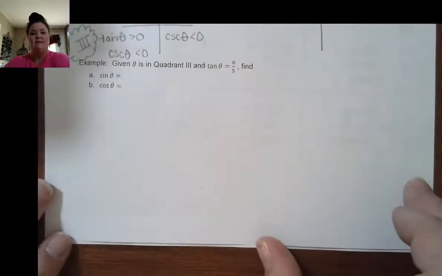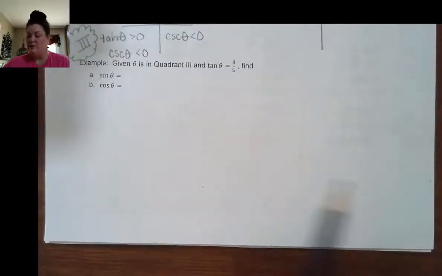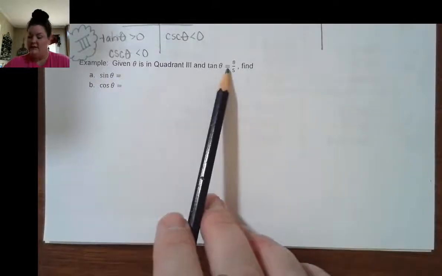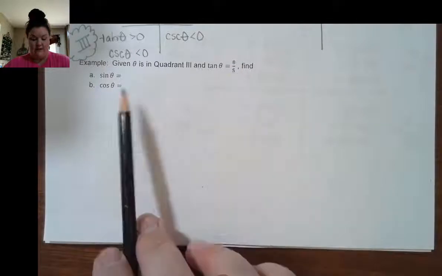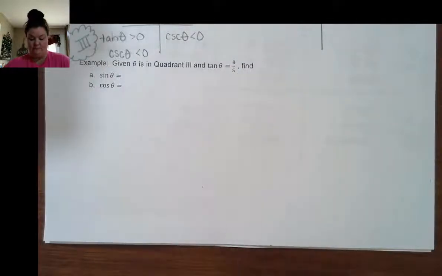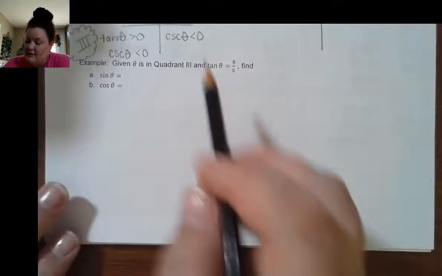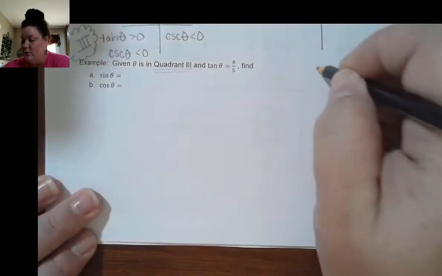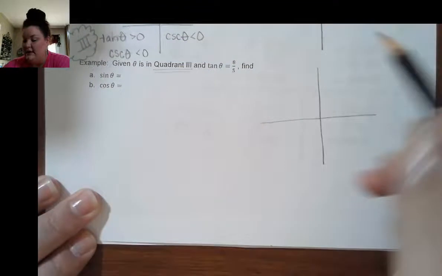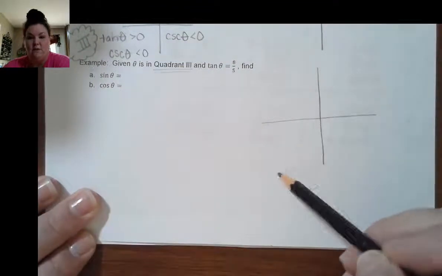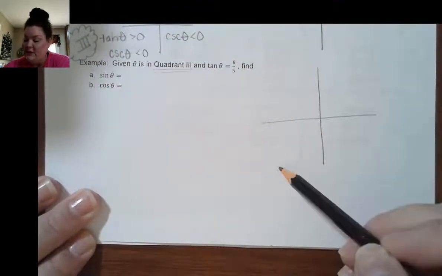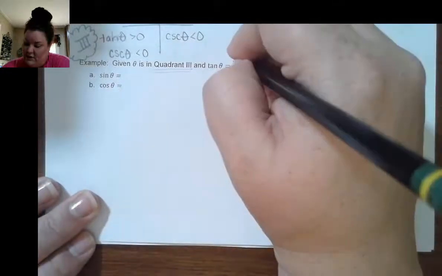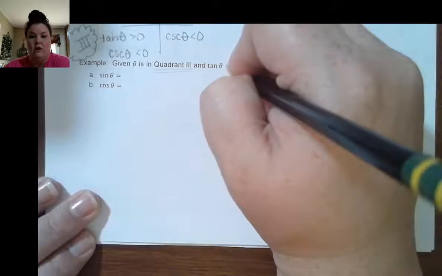Okay, this says, given theta is in quadrant 3, okay, and tangent is 8/5, find the sine and the cosine, okay? So I'm going to use the idea that we know it's in quadrant 3. So if I wanted to draw this, it's going to be down here in quadrant 3 somewhere, right? And I can actually use this tangent value because we know that tangent is our y over our x.